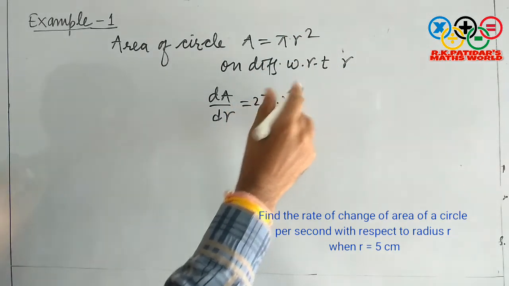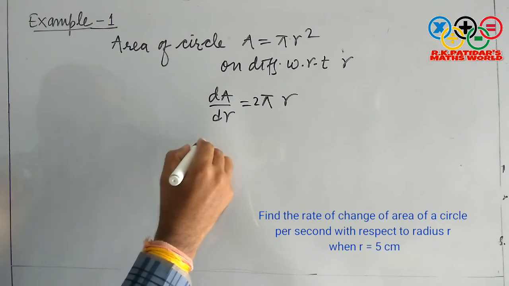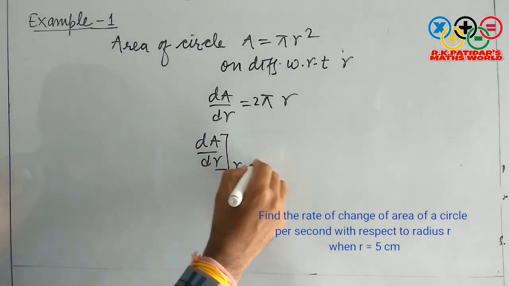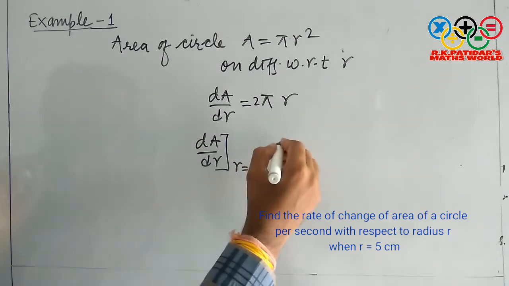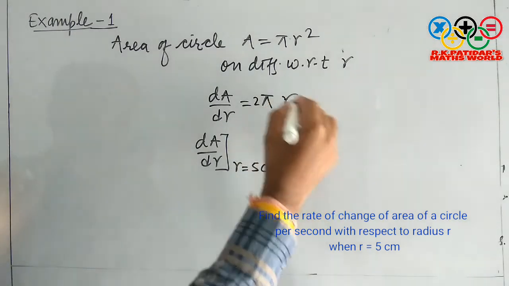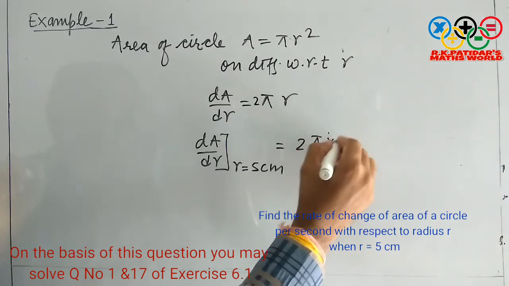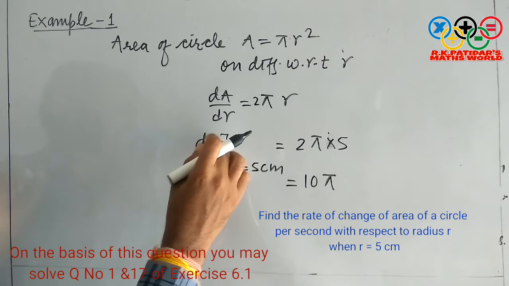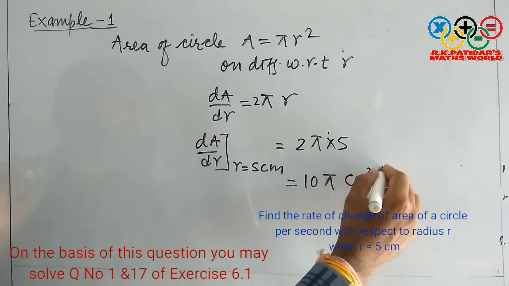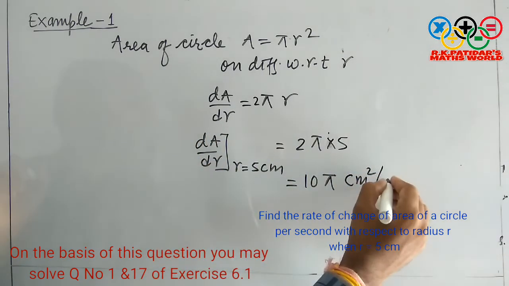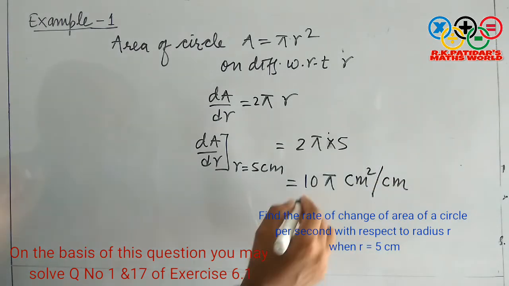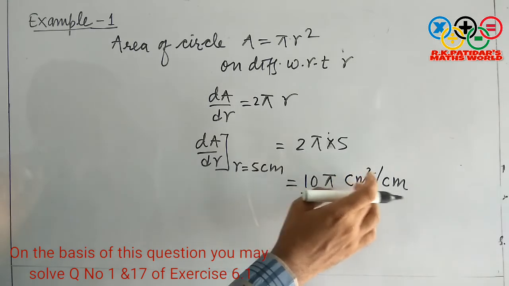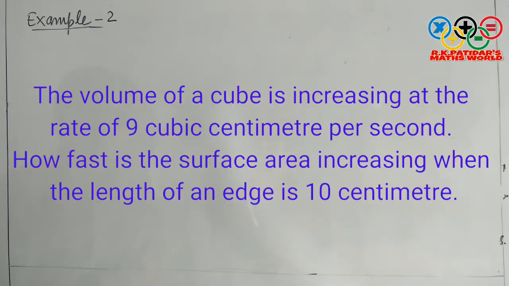The derivative of r square will be 2r, so it becomes 2 pi r. And we have to find the rate of change of area with respect to radius when r is equal to 5 centimeter. So this will be 2 pi into 5, which is 10 pi. The unit of area is centimeter square and the unit of radius is centimeter. So the rate of change of area with respect to radius will be 10 pi centimeter square per centimeter.